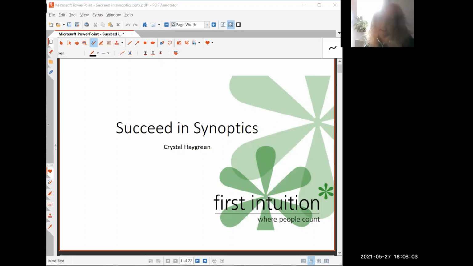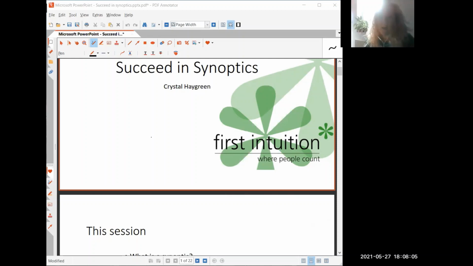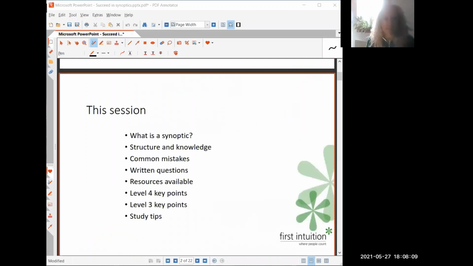So let's get started. What we're going to cover in this session, first of all, what a synoptic is. We'll have a look at the structure of the synoptic and the knowledge you're expected to have on going into that synoptic assessment. We'll pick up on what some of the common mistakes are, and we'll look at how you can try and overcome those. So anticipate those things that could cause you issues so that you don't make those same mistakes.